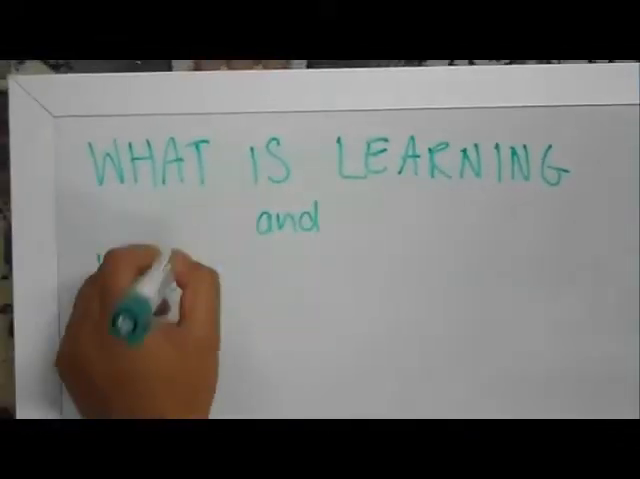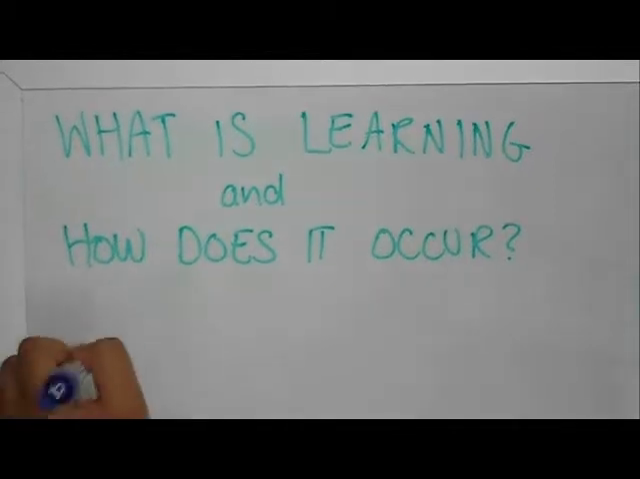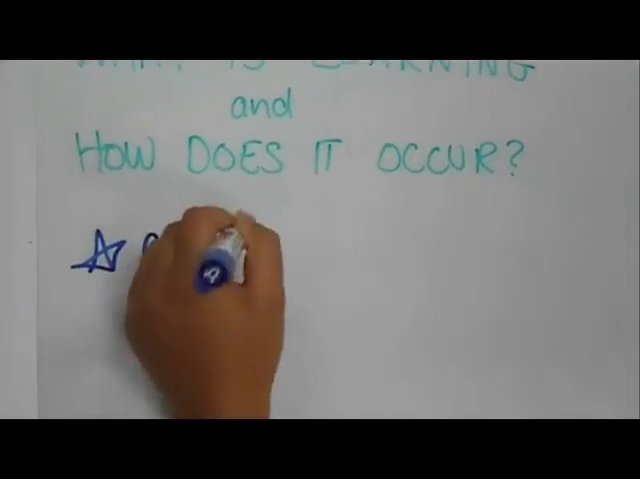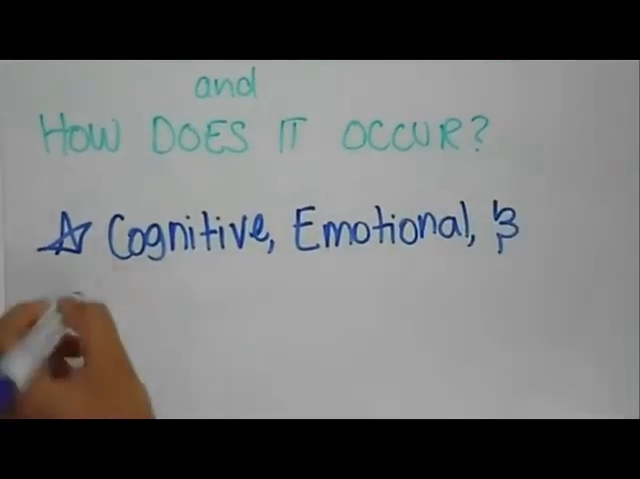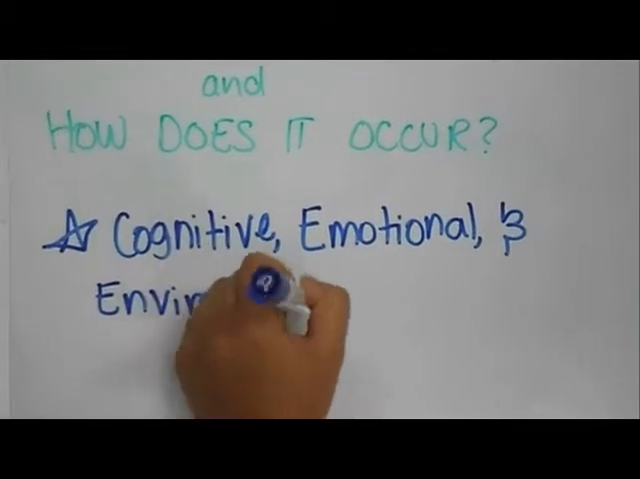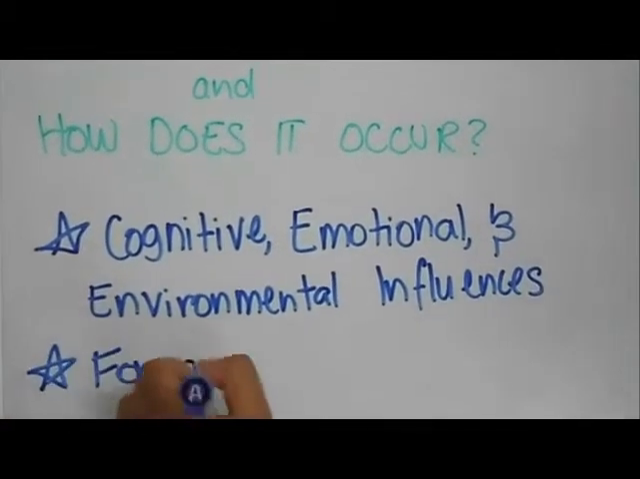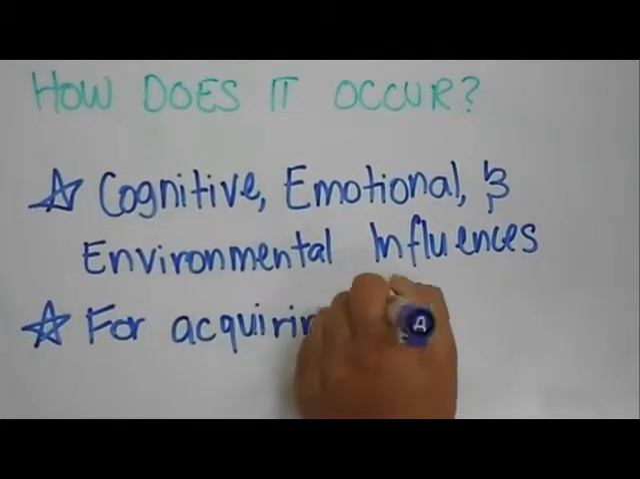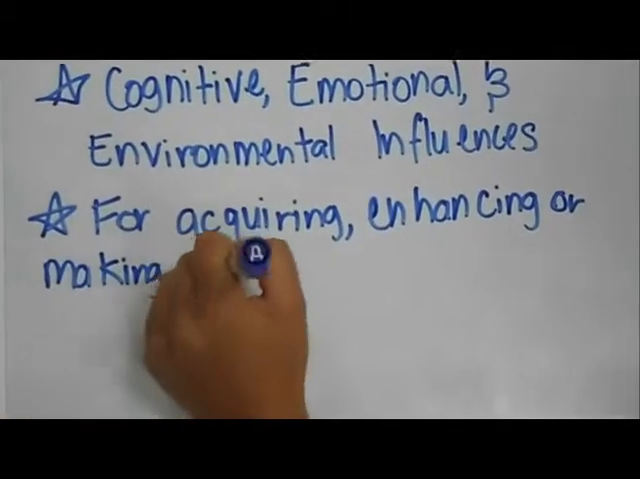What is learning and how does it occur? This is a question that we as teachers need to be constantly asking ourselves. Princeton defines learning as a process that brings together cognitive, emotional, and environmental influences and experiences for acquiring, enhancing, or making changes in one's knowledge, skills, values, and worldviews. In basic terms, learning is a development of one's knowledge and skills through various influences.